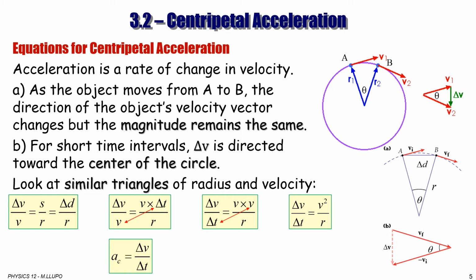Now we can write that change in the velocity per interval of time is acceleration, but this time it is centripetal acceleration. But we already know that change in velocity per interval of time is V squared over R. So we can write a_c is equal to V squared over R. So centripetal acceleration is equal to the square of the speed over the radius of the circle that the object undergoes in a circular path.